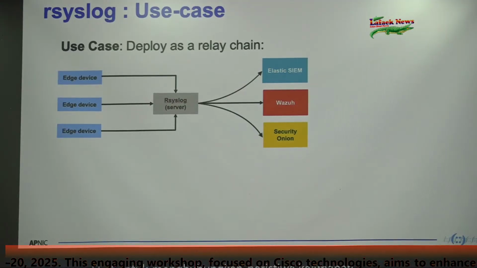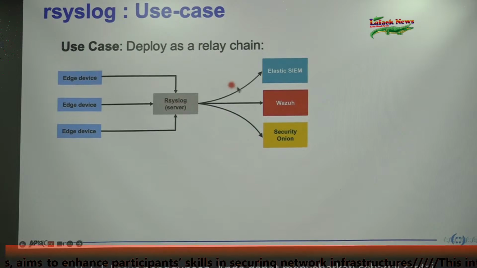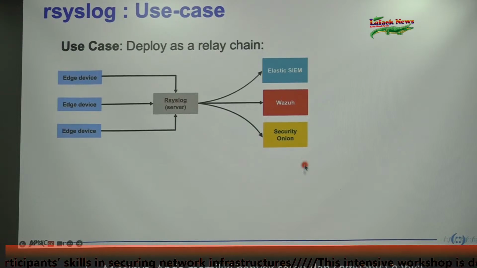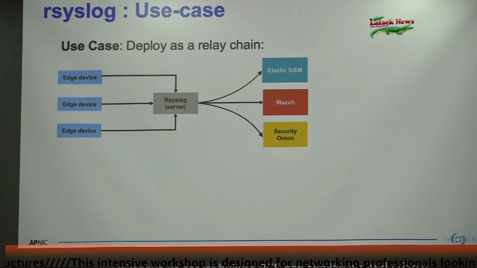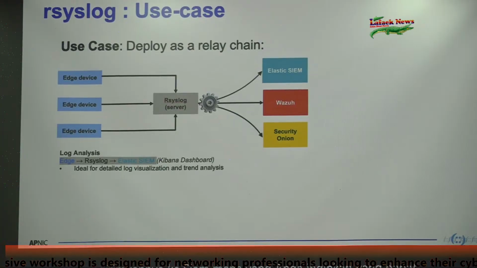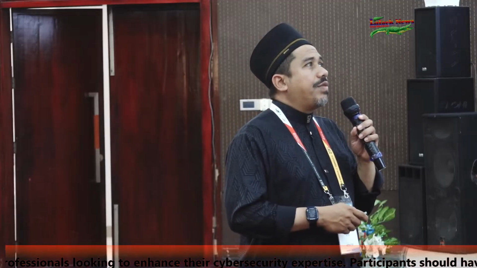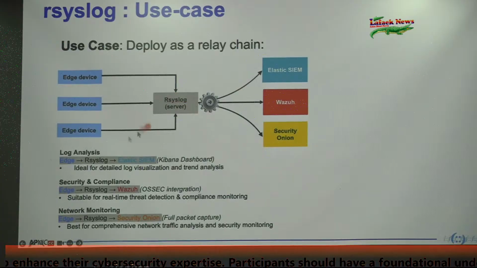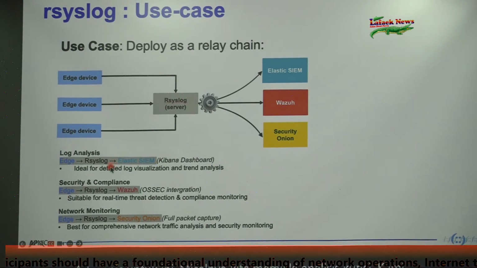For a use case, you can deploy it as a relay chain. For example, you have a lot of edge devices, and all of them just send to the rsyslog server, and afterwards you can send it to whichever SIEM you want to run. There are use cases for this. For example, for log analysis, we can send from rsyslog to Elastic SIEM. It allows for detailed log visualization and trend analysis.